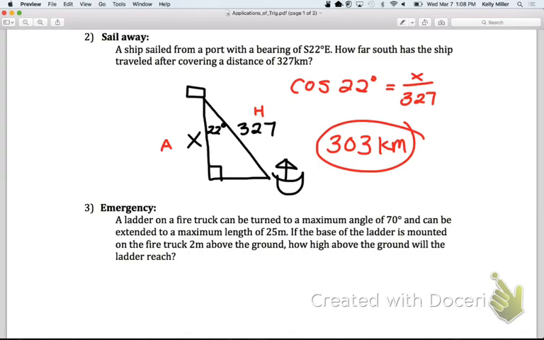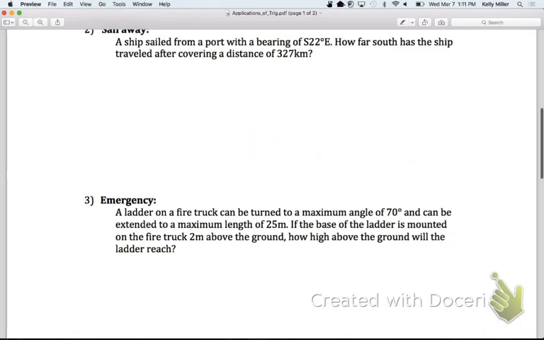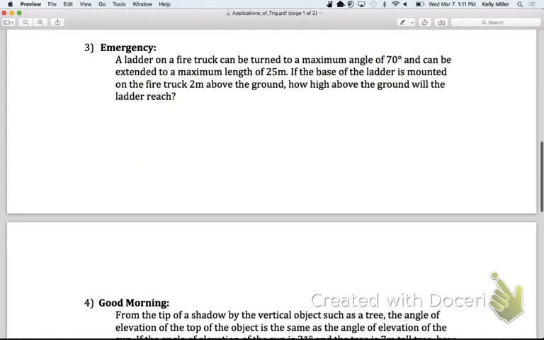So we were at the air, sea. Now we're going to land, number 3. So we have a ladder on a fire truck. Oh, all right, okay, fire truck. Here we go. Here's my fire truck.